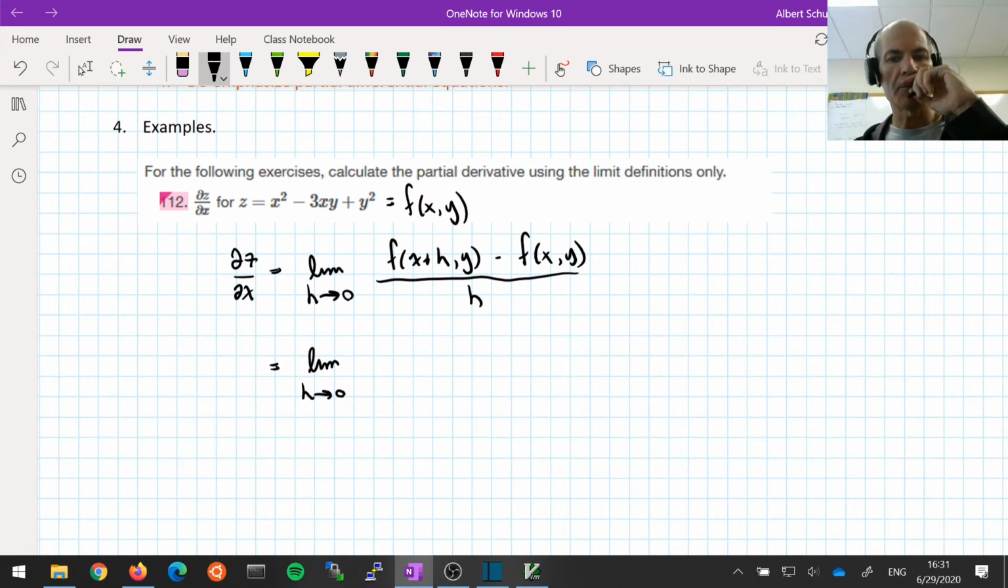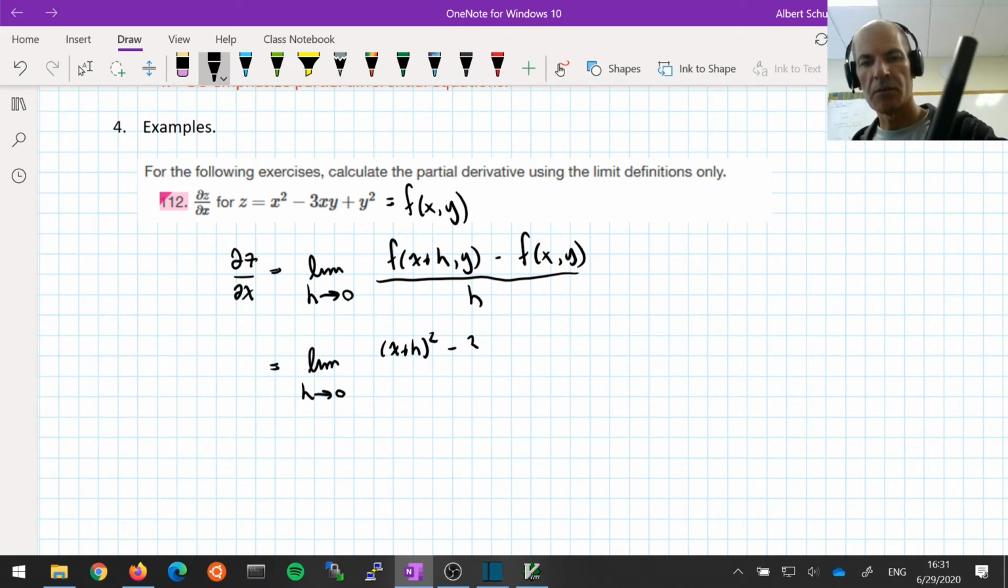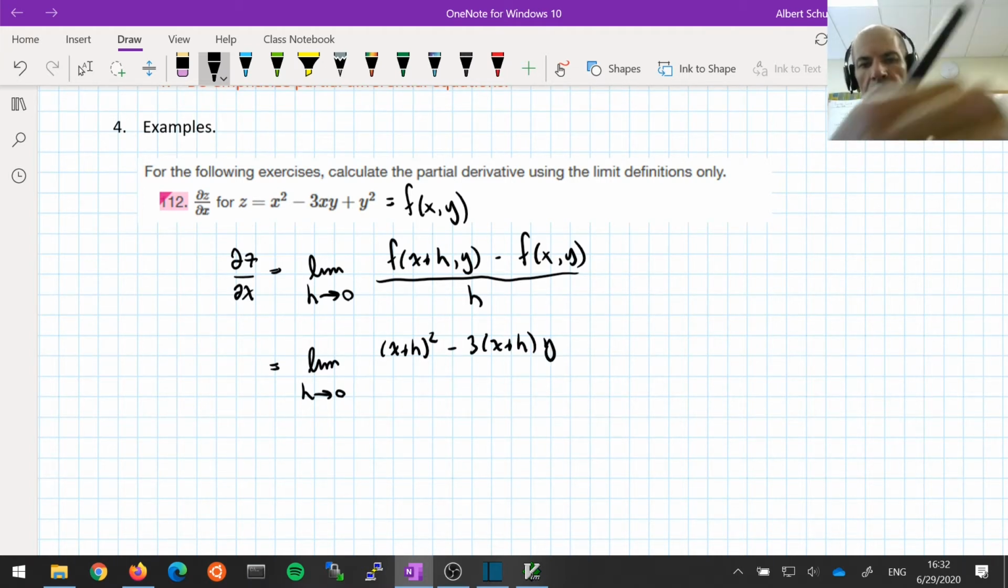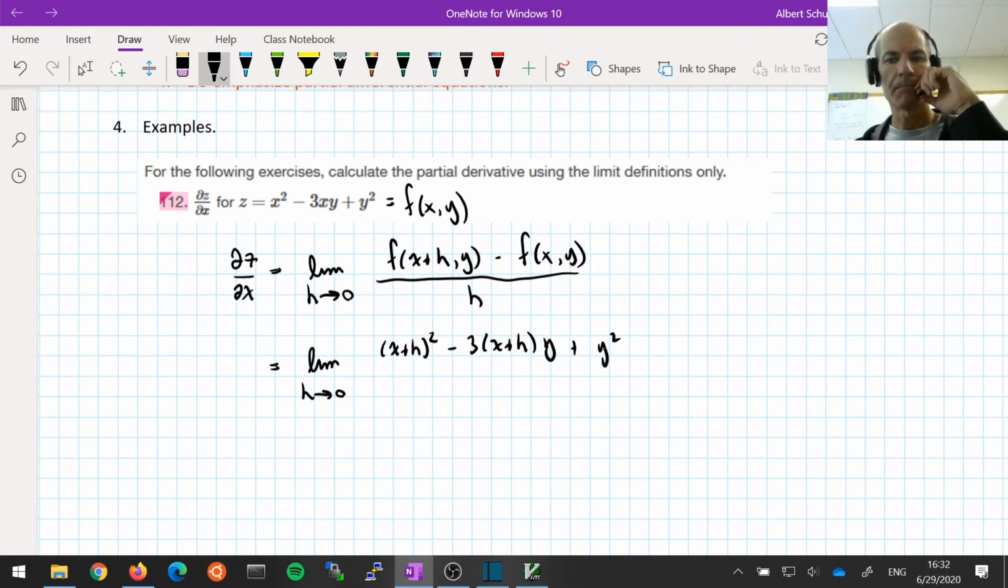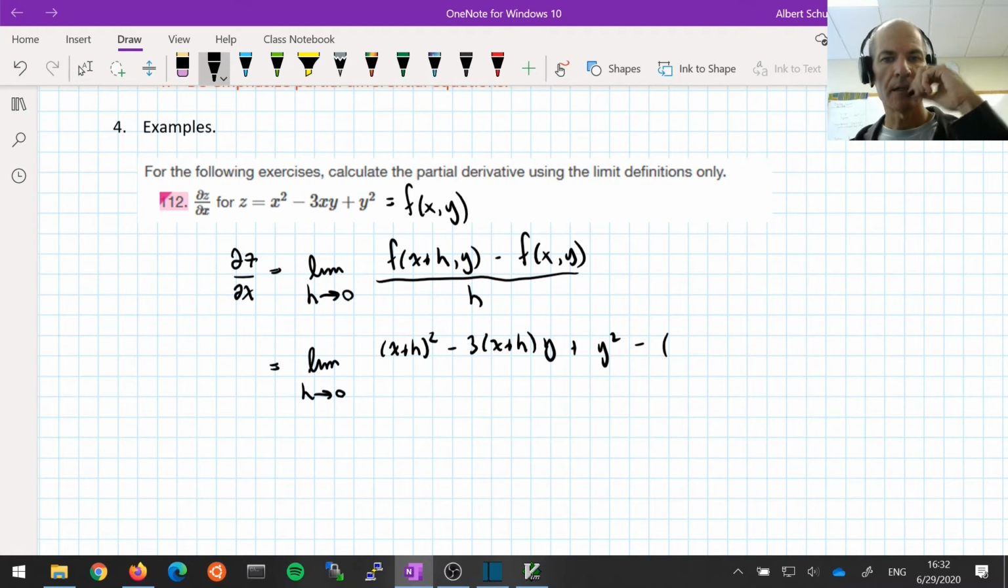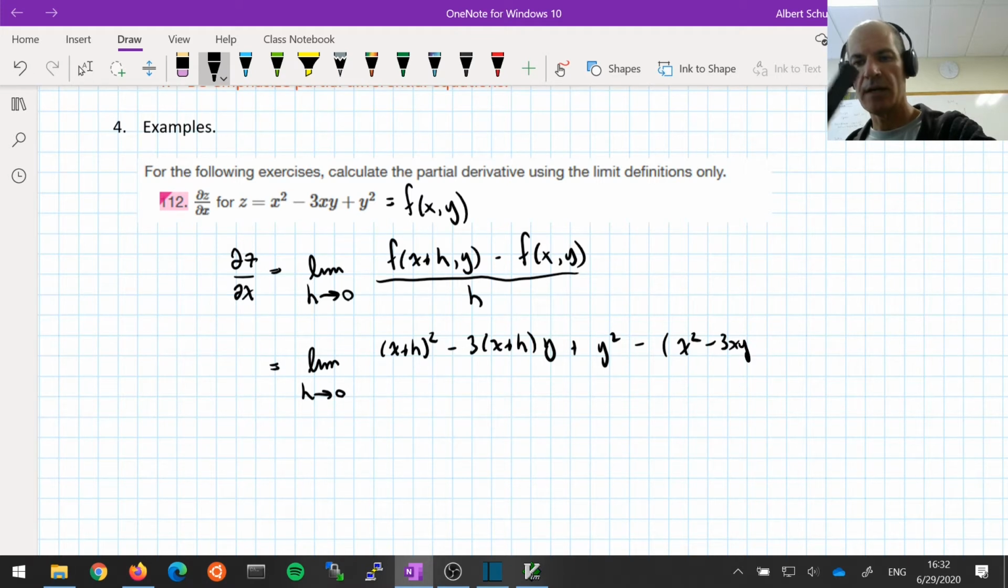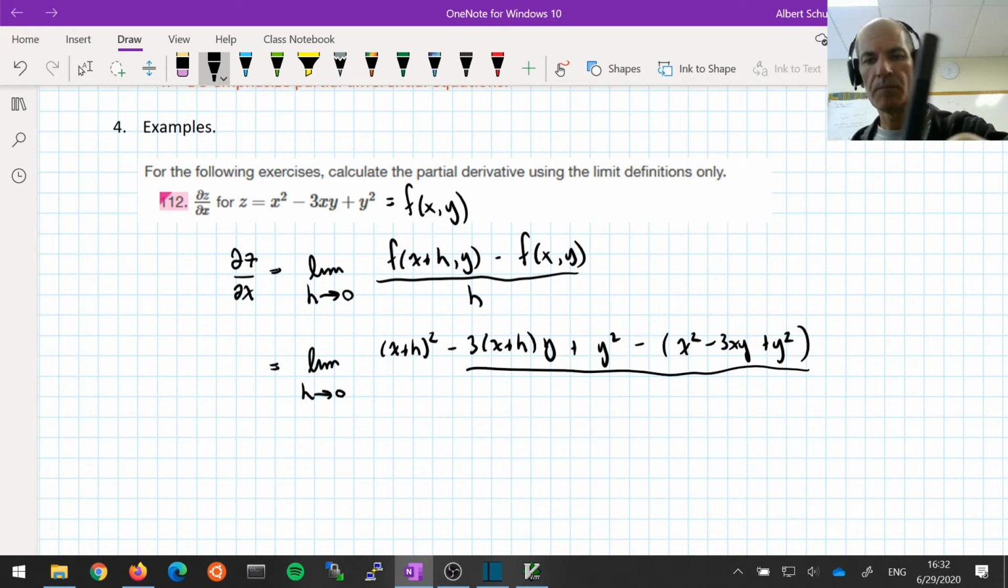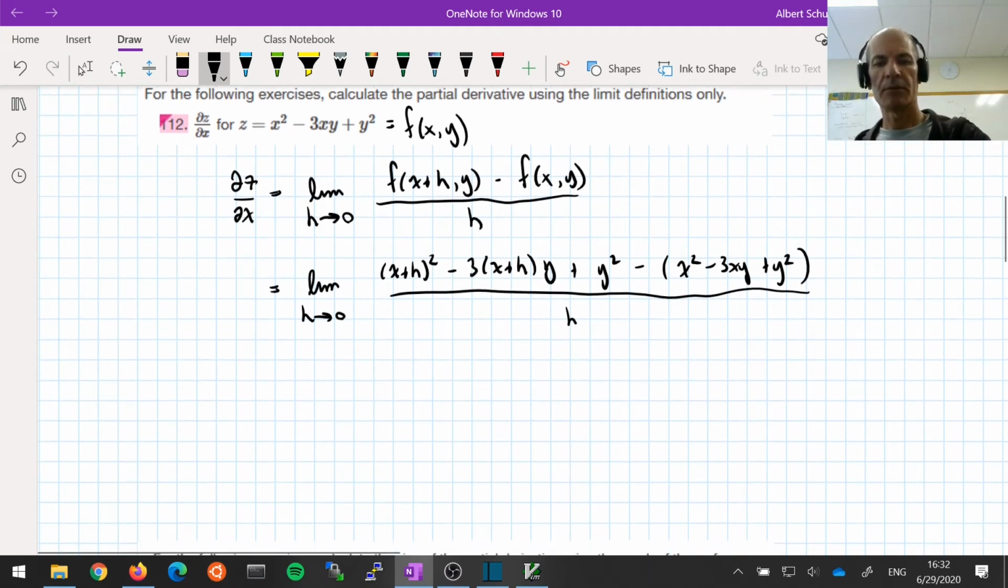Okay, now we need to substitute x plus h in everywhere we see an x. So we have x plus h quantity squared minus 3 times x plus h times y plus y squared. Good. That's the f of x plus h part of things, minus the quantity, just f of x y. So that's x squared minus 3xy plus y squared, just like that, all over h, the parameter that's going to 0.